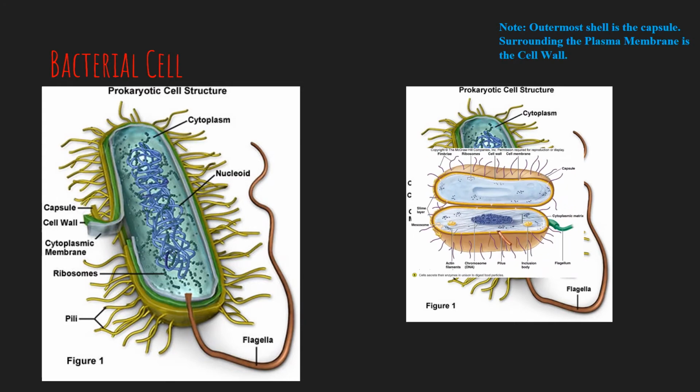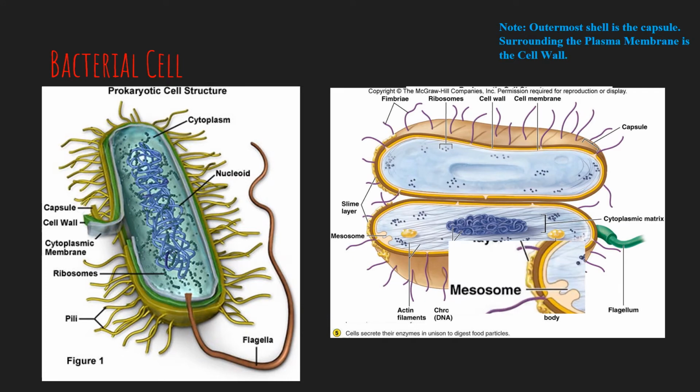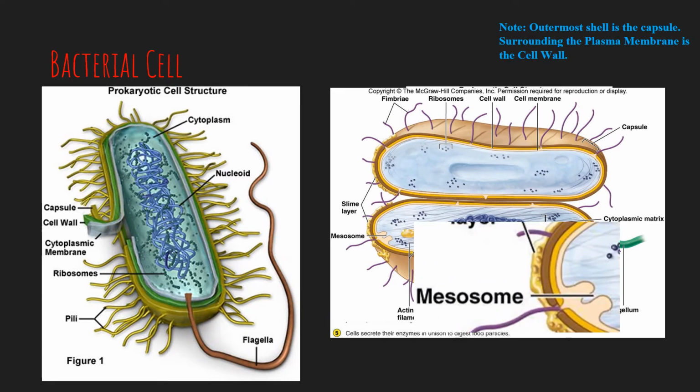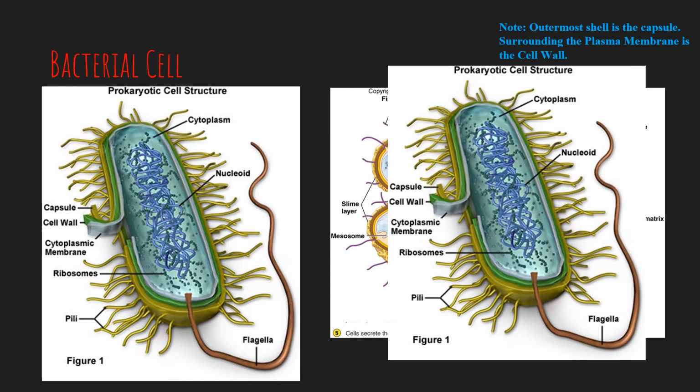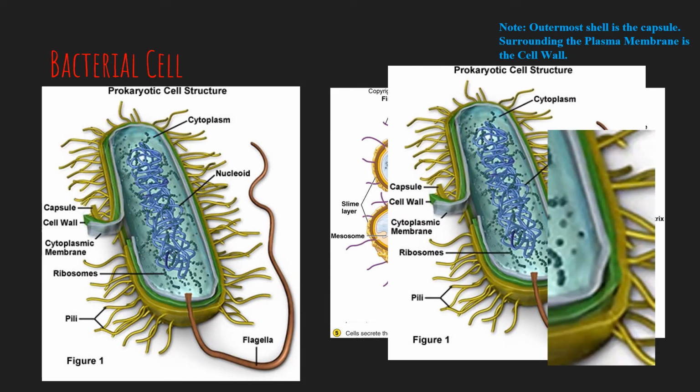The structure that appears to be attached to the plasma membrane is the mesosome, and it plays a role in cellular respiration and increases the surface area of the cell membrane. This leads to the plasma membrane, which encloses the interior of the bacterium and regulates the flow of materials in and out of the cell.